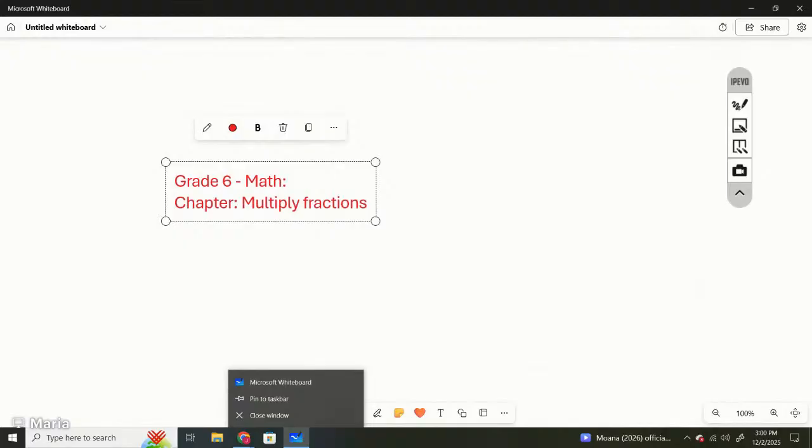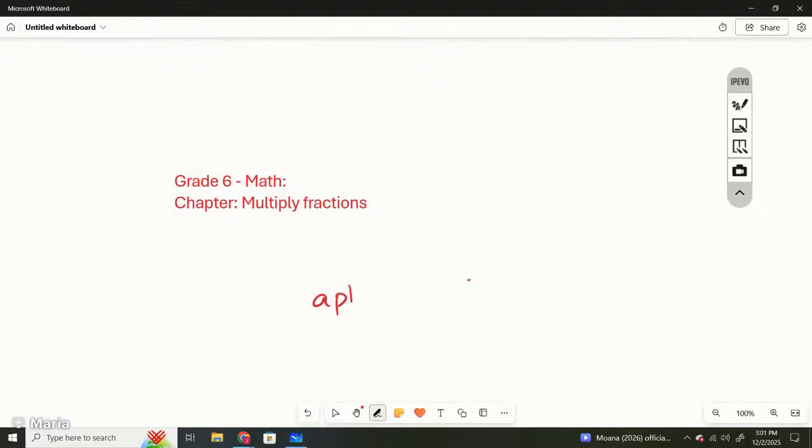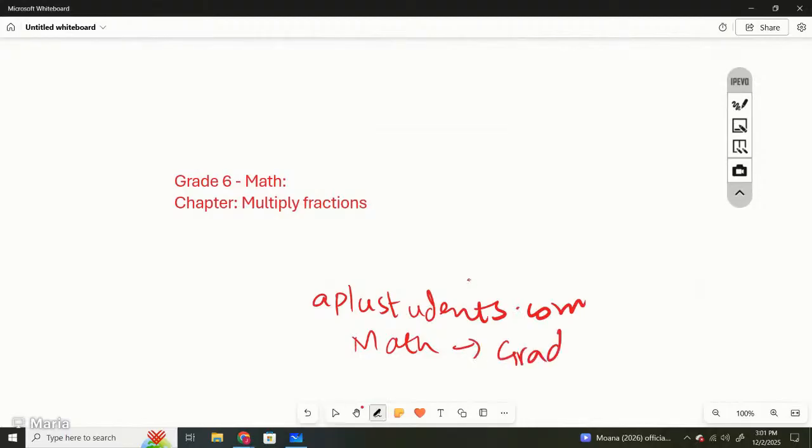You can find all the lessons on aplusstudents.com. You have to log in there using your email address and the password provided by the administrator. Then you have to select math from the subject tab, scroll down to grade 6 math, and then click on view all lessons. There you can find a list of the chapters.